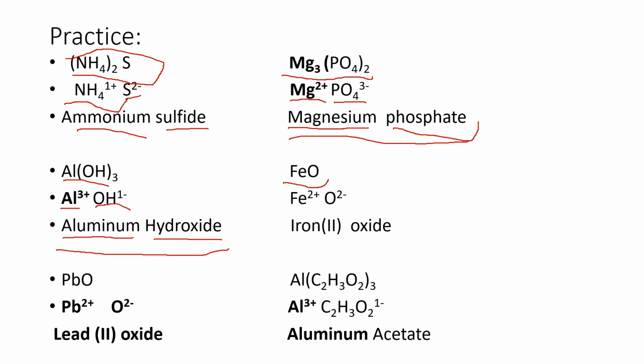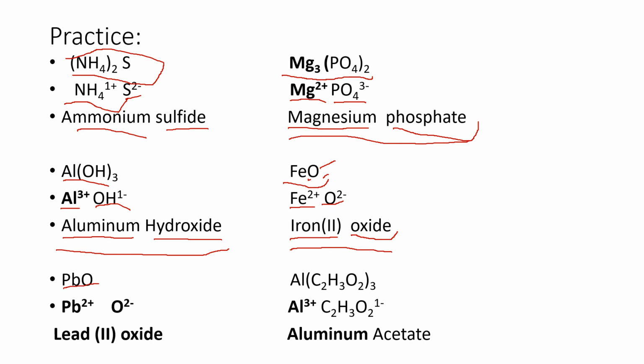FeO. So we know that the symbol of the anion is O2 negative. Therefore, Fe2 positive is the cation because there are no subscripts, right? So that means Fe2 positive is the cation. And the name of that cation is iron, Roman numeral 2, and the name of the anion is oxide. So the combined name is iron 2 oxide.